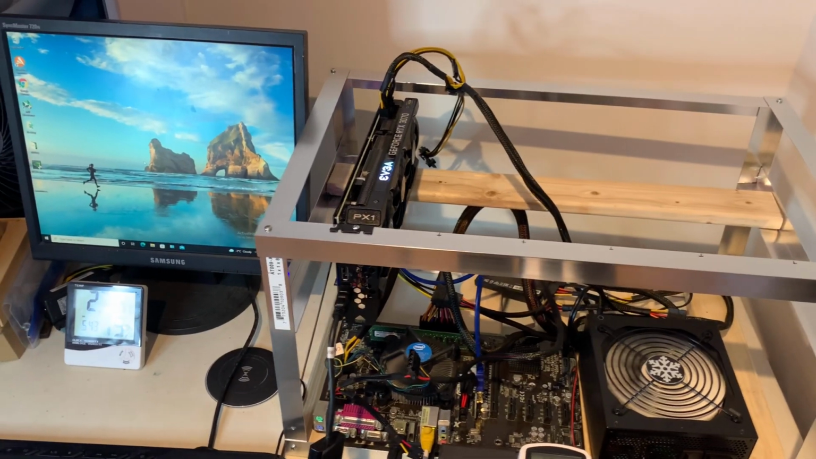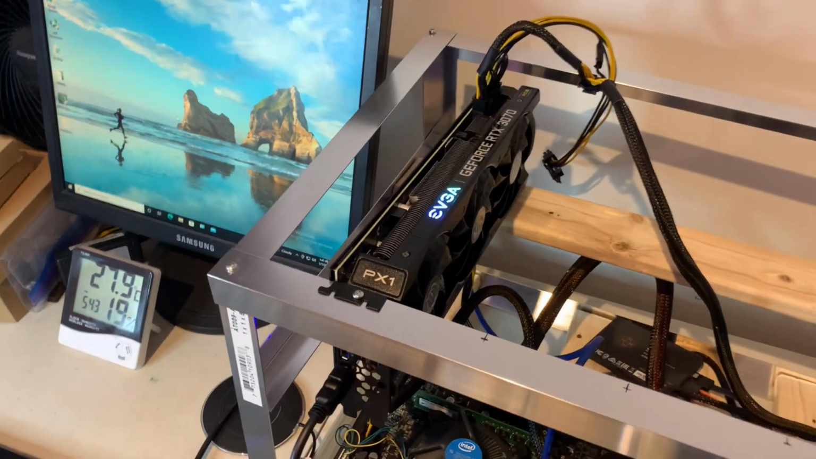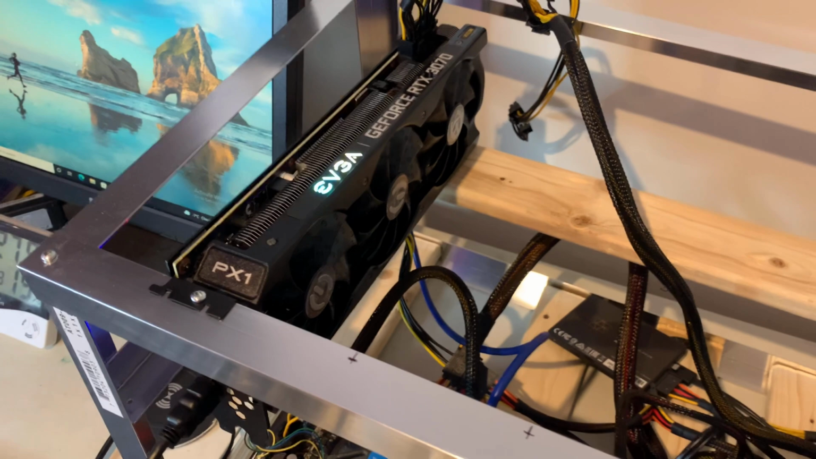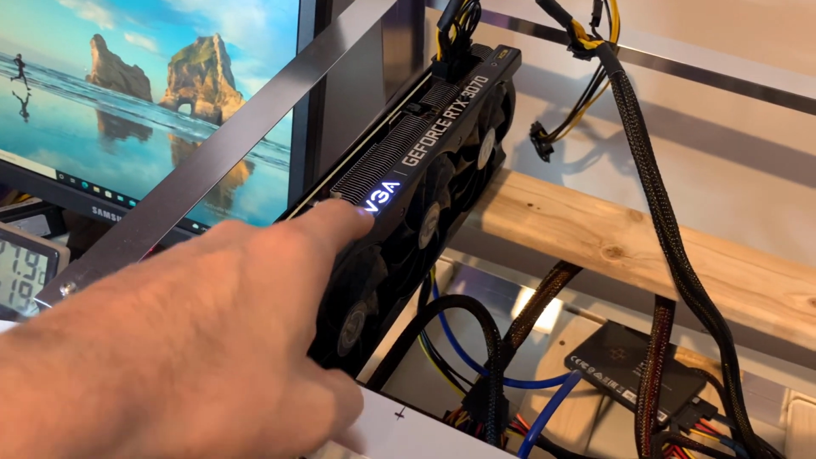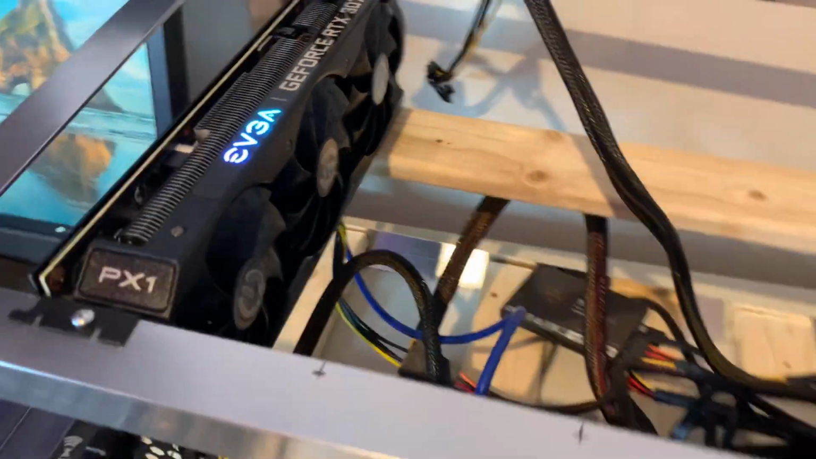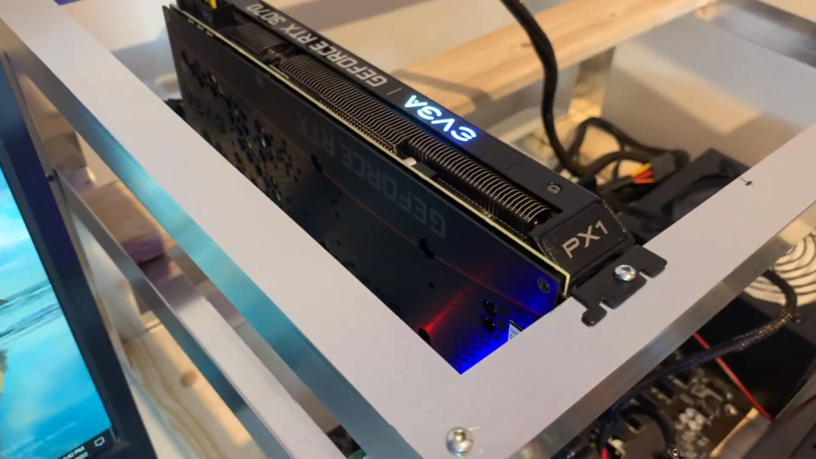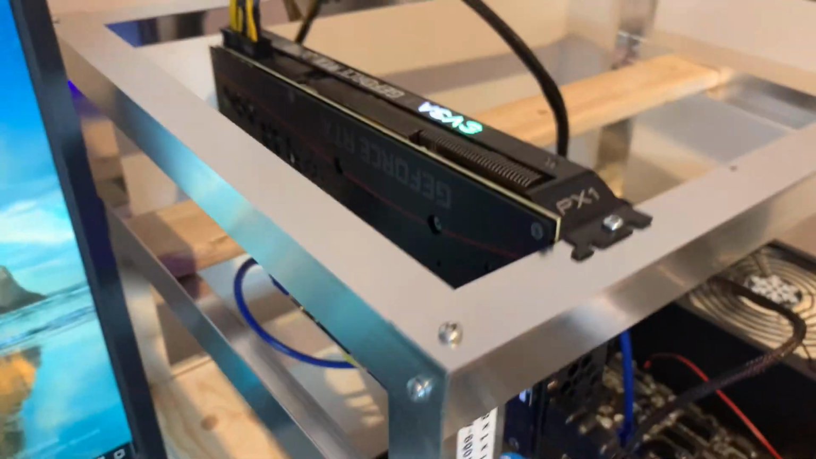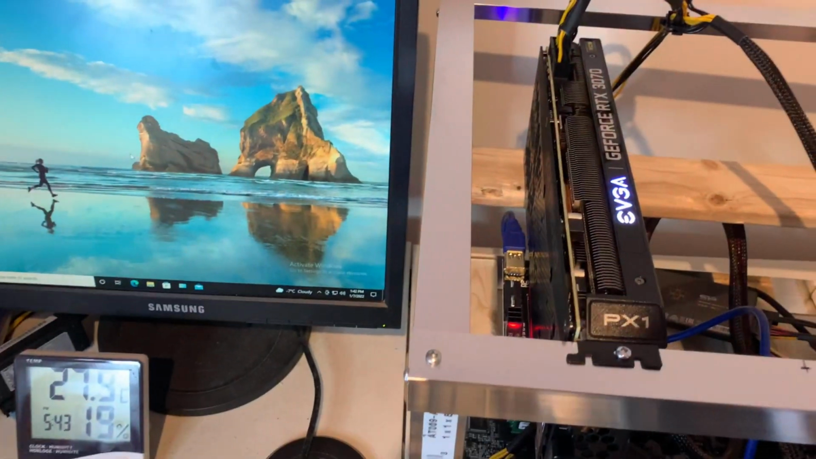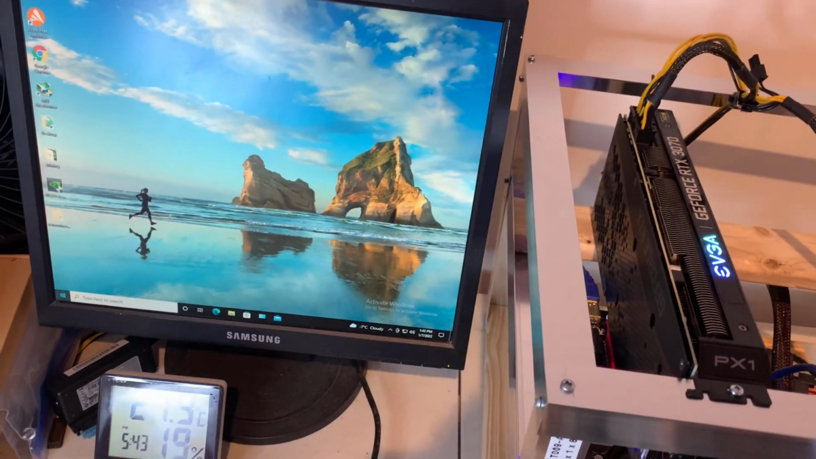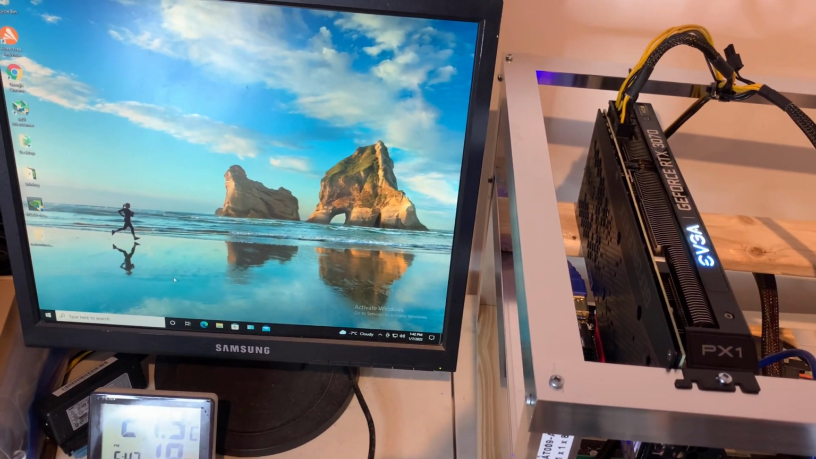So now we are back, and we've got our EVGA RTX 3070 all set up here, and I love these little RGB lights going here. What a gorgeous design of this card here. Unbelievable looking. So now we're going to basically start up our miner, and we're also going to start up MSI Afterburner, and we're going to check out the overclocks.